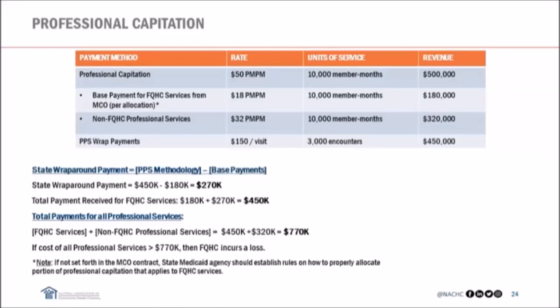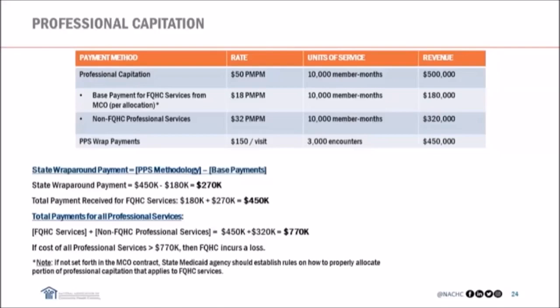Now, it's helpful if the state does that allocation, or the MCO does that allocation, or an IPA does that allocation. Somebody other than the health center itself does the allocation of the professional capitation amounts that go to the FQHC versus non-FQHC, and that's important because the allocation determines how much the state is paying in wraparound payments.